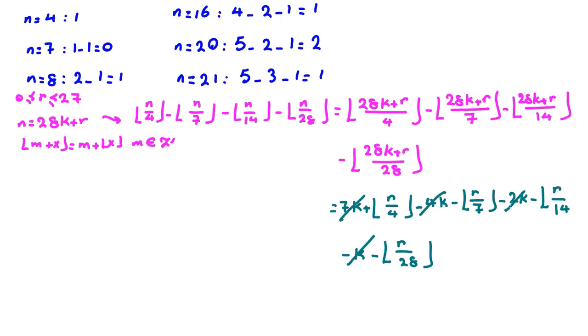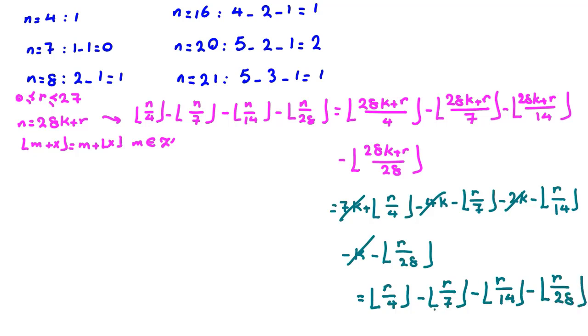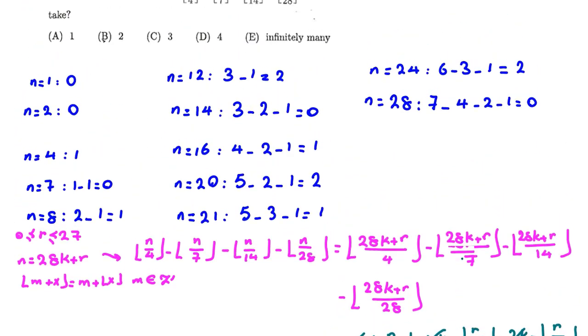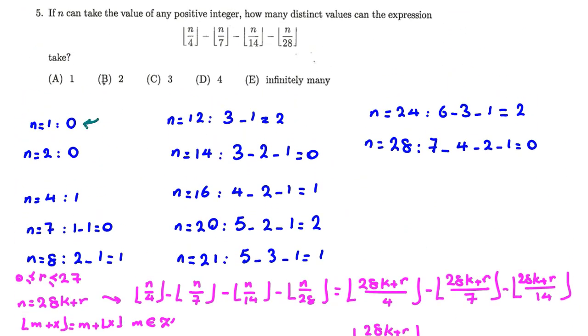So we can cancel this. And it will be what? It will be r over 4 minus r over 7 minus r over 14 minus r over 28. Okay, and it will be exactly the same as n. So we understand only the remainder is important. And for remainders, we've reached 0, 1, and 2, 3 different values. So the answer is 3, which is C.